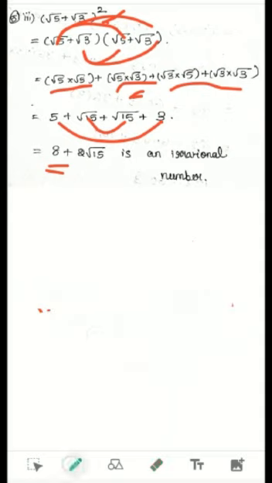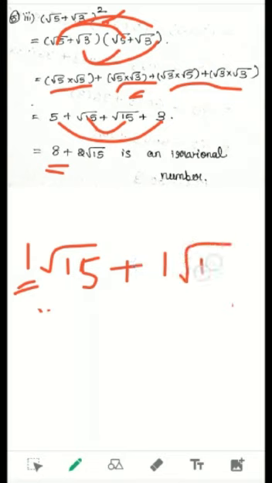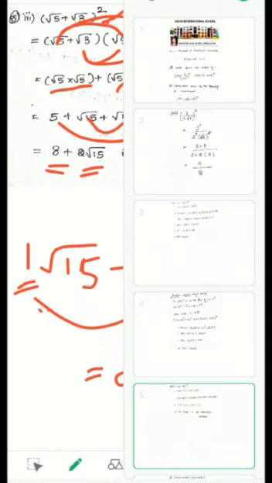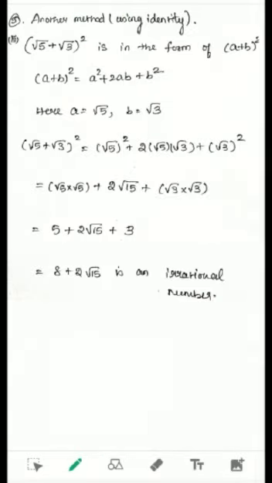For root 15 there is no written coefficient, which means you have to consider it as 1. Similarly, the other one is also considered as 1. So you have to add these only. So it is 2 root 15. That's why we have written here 2 root 15. Okay, so finally we have arrived at the answer 8 plus 2 root 15. If you have any root number like this, that number is irrational, it is not a rational number. Next, for this one we have another method, which means we can use the identity.